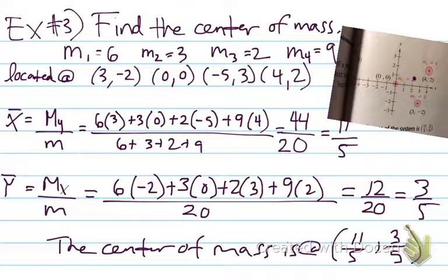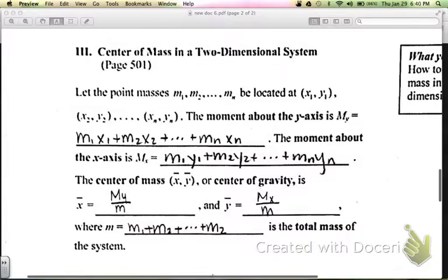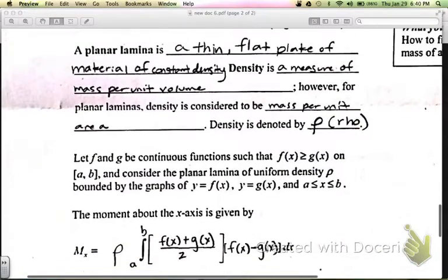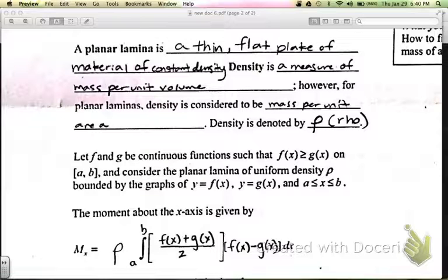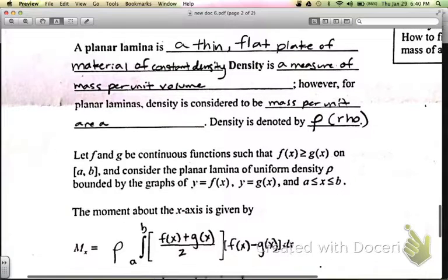The last part of today is the center of mass of a planar lamina. So if we look at that one, a planar lamina is a thin, flat plate of material of constant density. So the density is a constant, and density is a measure of mass per unit volume. So normally we talk about like the density of water or whatever, so it's how much mass it has per volume. However, for planar laminas, because they're thin and flat, we don't really call it volume since they don't really have much of a height. So in this case, we're going to consider density to be mass per unit area. So we're just looking at the area.